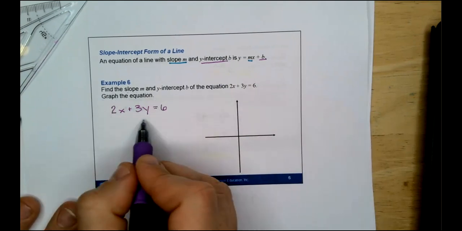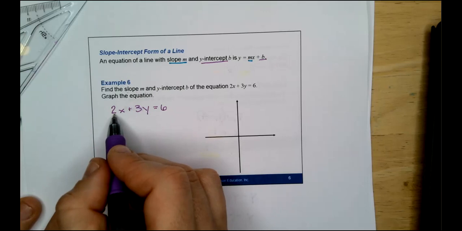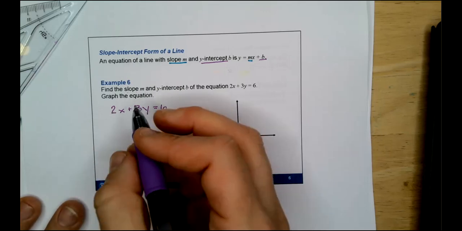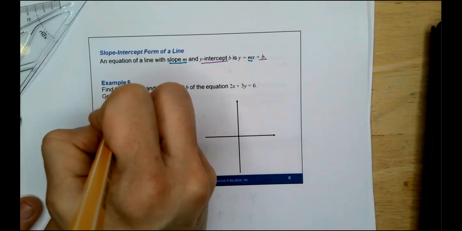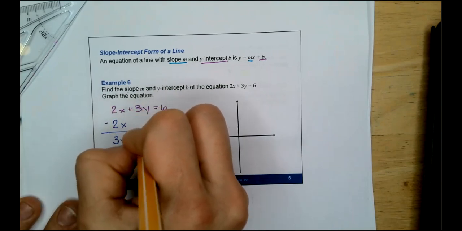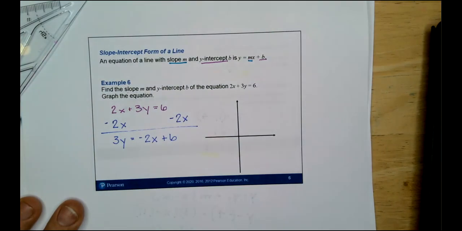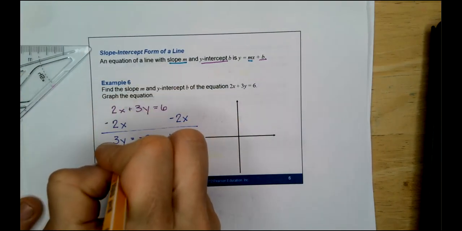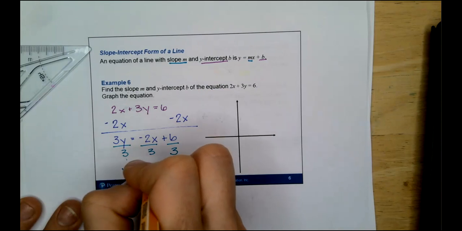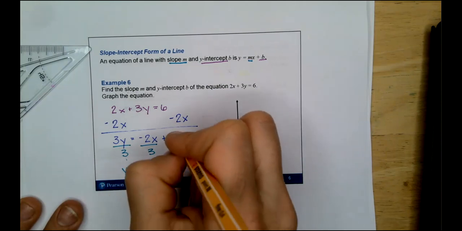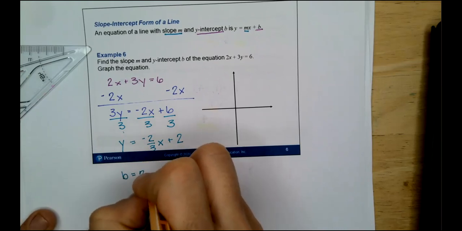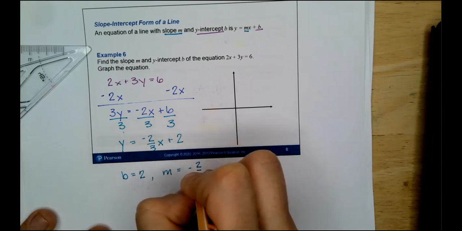So the first thing you want to do when you have an equation in this form, this is called standard form, change it to the slope-intercept form of the line. So I'm going to subtract 2x. And I'm going to get 3y equals negative 2x plus 6. Good. It's still not set equal to y. I still need to divide by 3. 3y divided by 3 just gives me y equals negative 2/3 x plus 6 divided by 3 is 2. Okay, now I know my b is a positive 2 and my m is a negative 2/3.